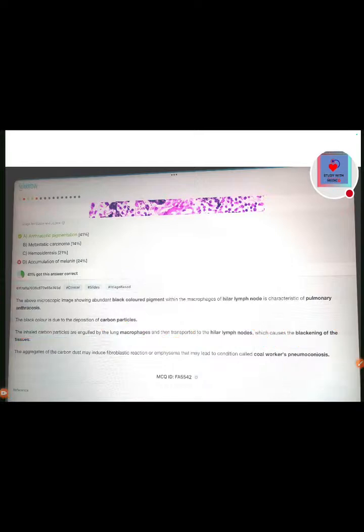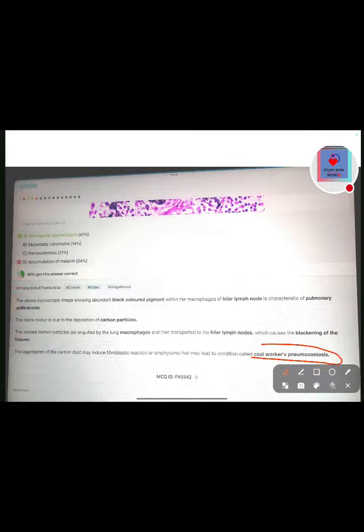The inhaled carbon particles are engulfed by the macrophages. They are then transported to hilar lymph nodes, which causes the blackening of the tissues. The aggregates of carbon dust may induce fibroblastic reaction or emphysema, which may lead to conditions called coal workers pneumoconiosis.